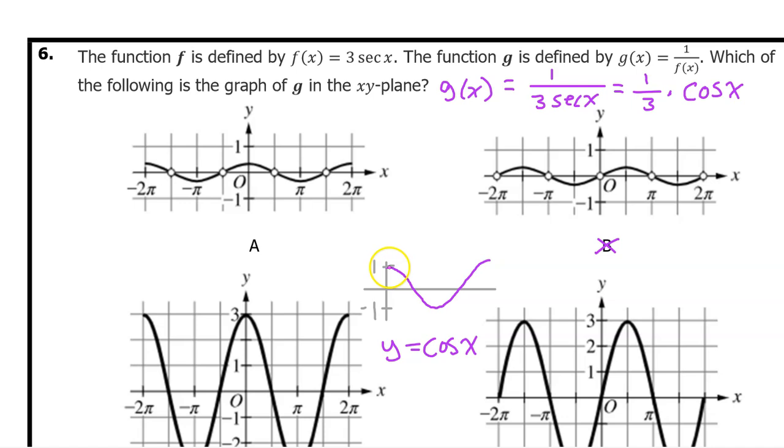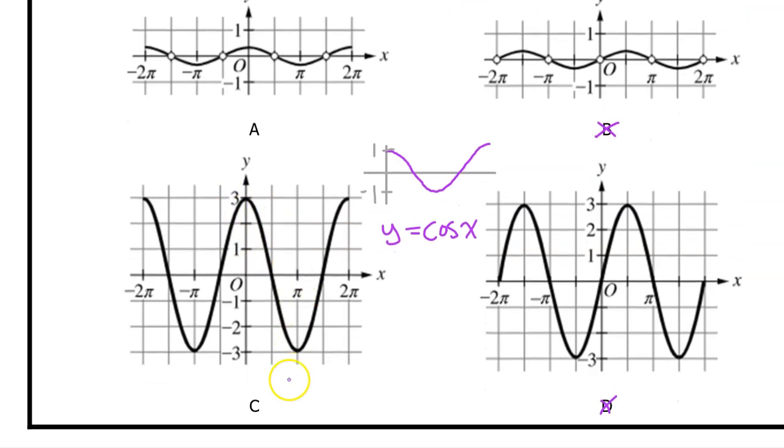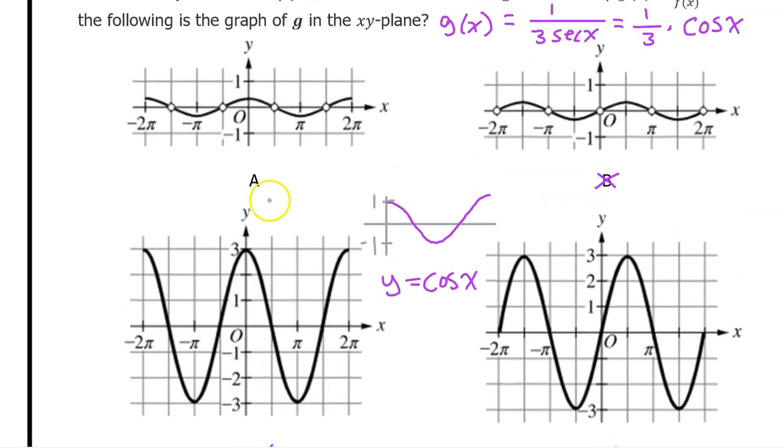However, the parent function has an amplitude of 1. It goes from positive 1 to negative 1. This 1/3 in the front is a vertical dilation by a factor of 1/3. So the graph of g of x should have an amplitude of 1/3. It should be up 1/3, a little tiny bit, and then down 1/3. It should not be up 3 and down 3. Alright, it will not have an amplitude of 3. So C is out, and the answer is A.